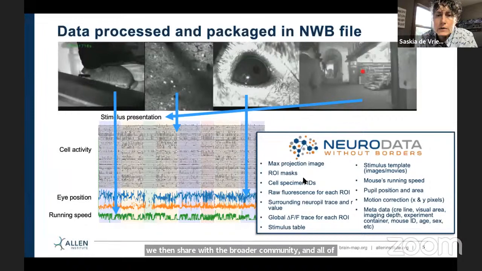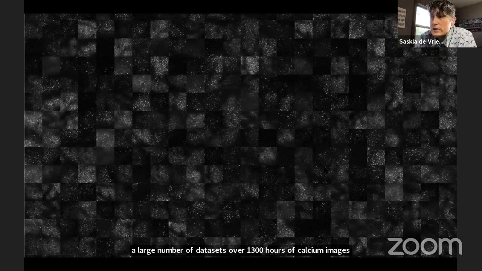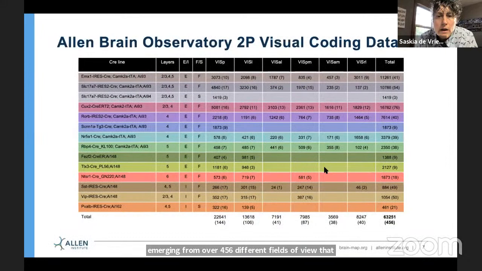So over the course of a couple of years, we've collected a large number of data sets, over 1300 hours of calcium imaging from over 456 different fields of view that has gone into this two-photon data set. And this table gives you a little bit of an overview of the data that we've collected. I'm just going to walk through it really quickly, but it gives you a sense of what data we've collected, the total number of cells. So for the calcium imaging, we've got over 60,000 neurons from 456 different experiments. Each experiment, again, has three different imaging sessions.